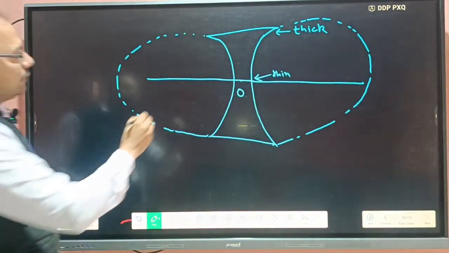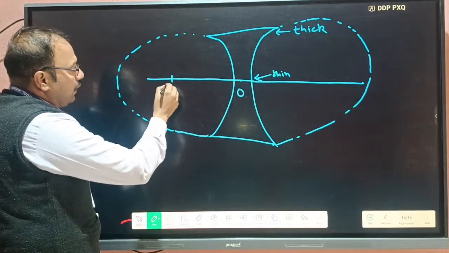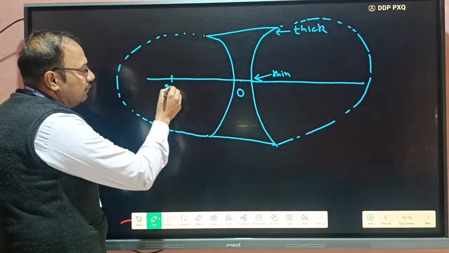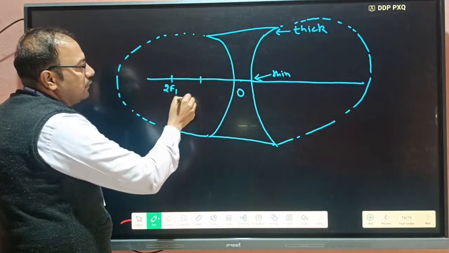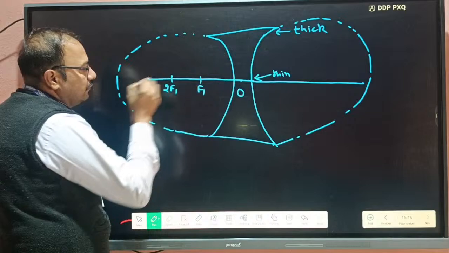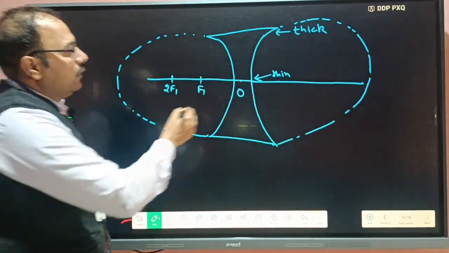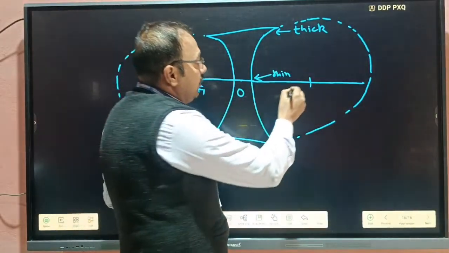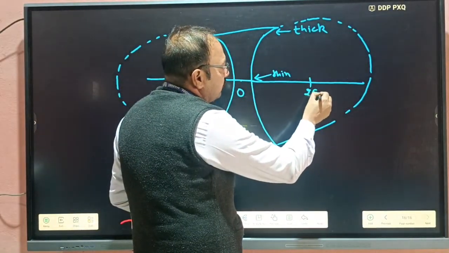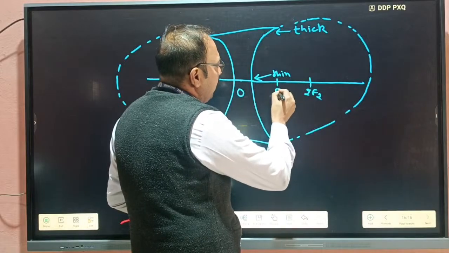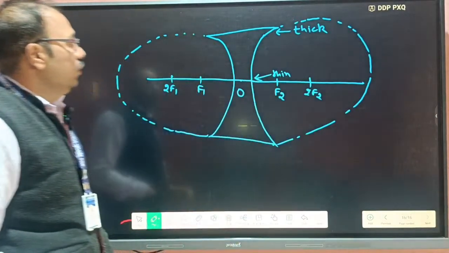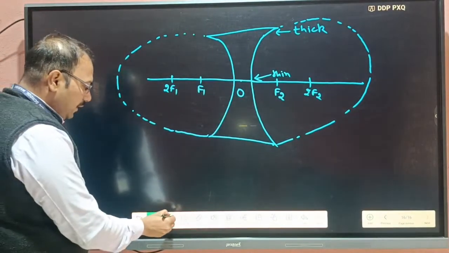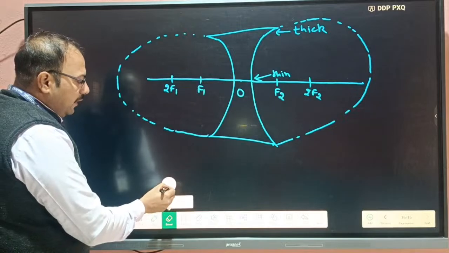The first sphere has a center known as C. This C is replaced with 2F1, and this is a focus, replaced by F1. So F1 to F1, and this has a sphere with center of curvature C, this is 2F2, and this is simply F2. Okay, so this type of lens is known as a diverging lens. A diverging lens spreads light in different directions.